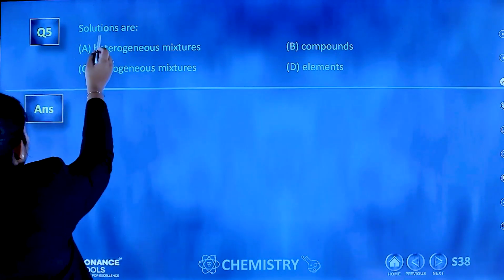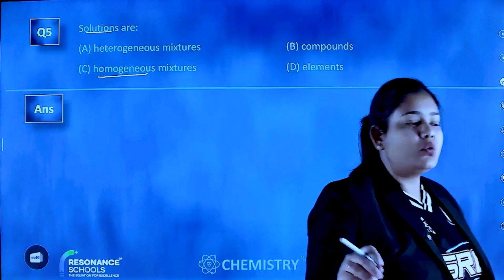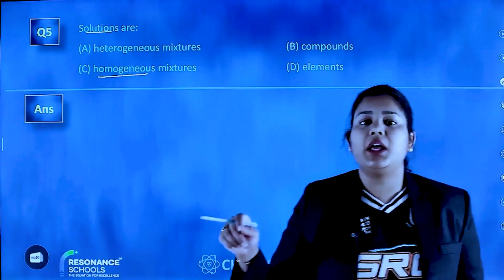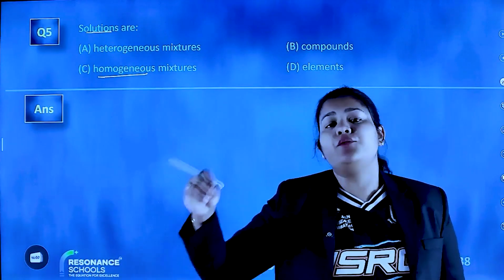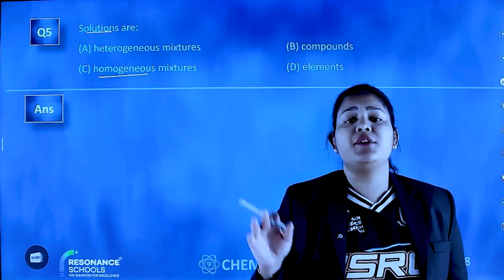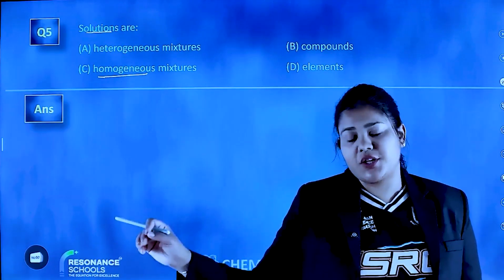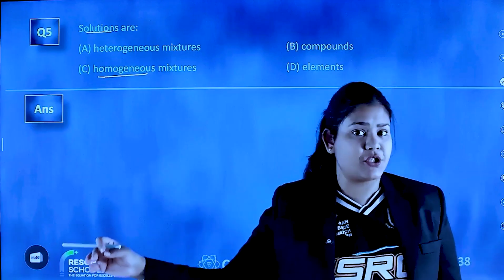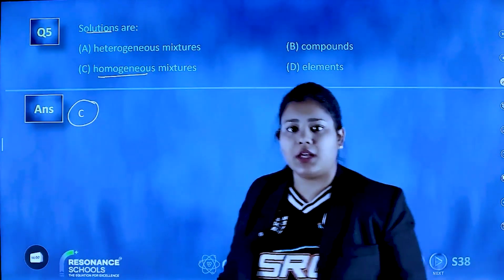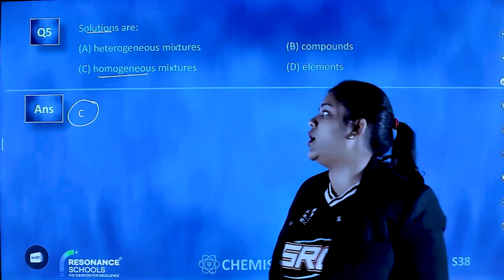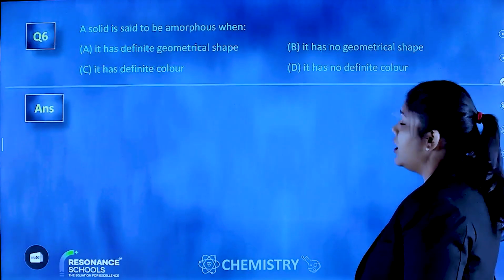So I told you what a solution is. A solution is always a homogeneous mixture. If you have to give anything the term solution, it should be a mixture, and what type of mixture? Homogeneous mixture. Solutions are mixtures, and they are homogeneous mixtures. So the correct answer is option C. Yes, you are all correct. A solution is a homogeneous mixture.